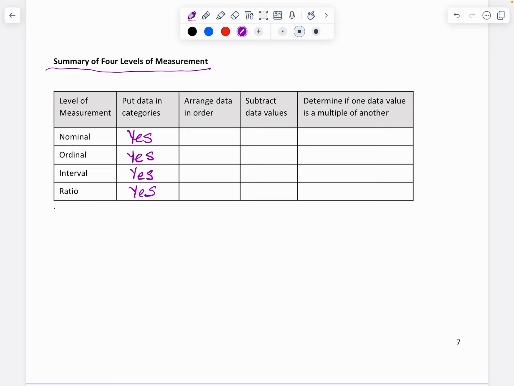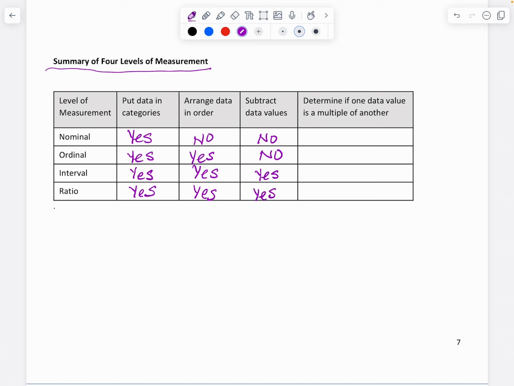Can we arrange the data in order? Well, if it's nominal, arranging it doesn't mean anything. But ordinal means order, so yes, we can put that data in order. For intervals, we can also put it in order, as can we do ratio. Can we subtract the data values? Does it make sense to find a difference between them? Subtracting meaning difference. Well, nominal, they're not even numbers, so no. Ordinal is a ranking system, but that's it. Interval, yes. And ratio, yes.